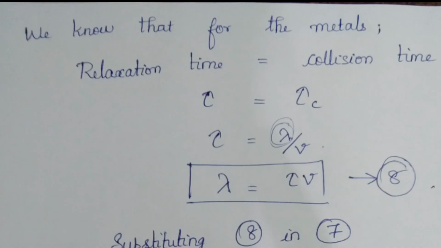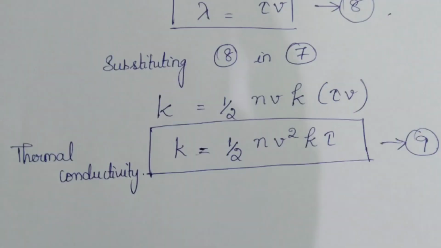Generally, we know that for metals, the relaxation time is equal to the collision time, so tau is equal to tau c. We already know the expression for tau as lambda divided by v. So for lambda, we derive tau v. This forms the 8th equation. On substituting the 8th equation in the 7th, we get capital K, the thermal conductivity, as 1 by 2 n v squared k tau. Thus, we have derived the expression for thermal conductivity. Let's continue in our next video.